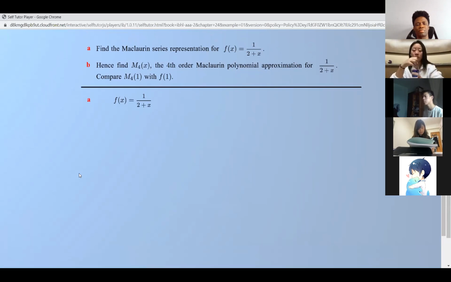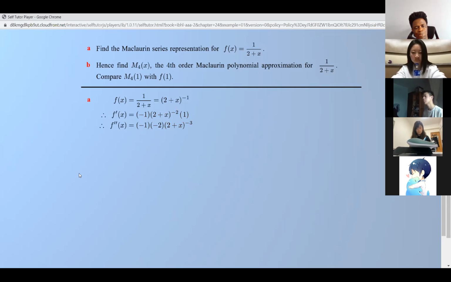It is defined when x equals 0, and we can calculate as many derivatives as we like. We first write the function with a negative power, so we are ready to differentiate. The first derivative is the power times the expression to the power minus 1 times the derivative of the expression, which is 1. The second derivative is the constant coefficient times the power times the expression to the power minus 1 times the derivative of the expression, which is 1.